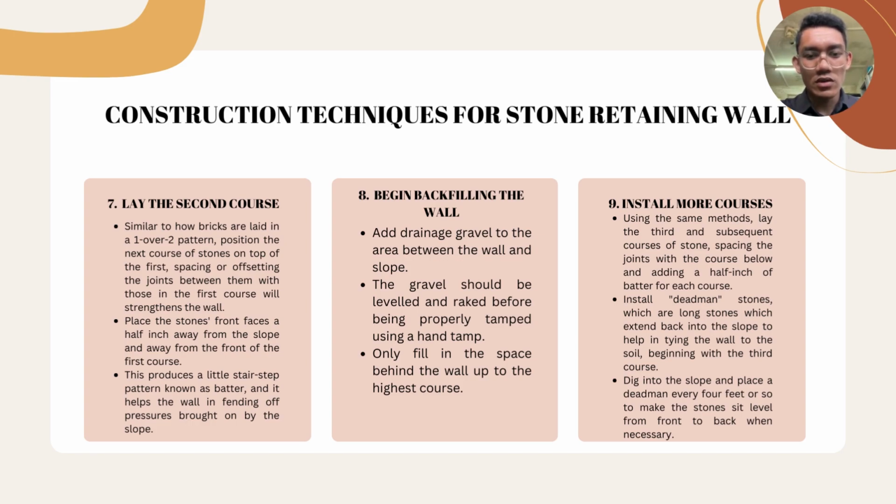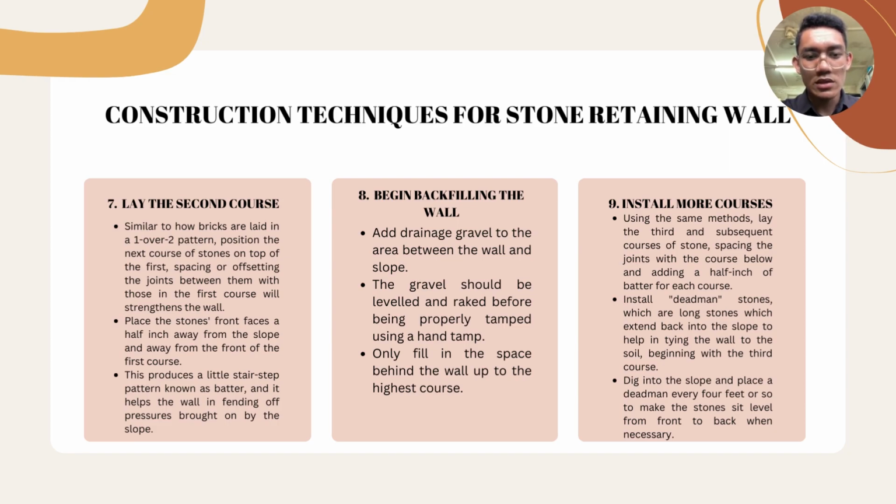Add drainage gravel to the area between the wall and slope. The gravel should be leveled and raked before being properly tamped using a hand tamp. Only fill in the space behind the wall up to the highest course. Number 9 is install more courses.